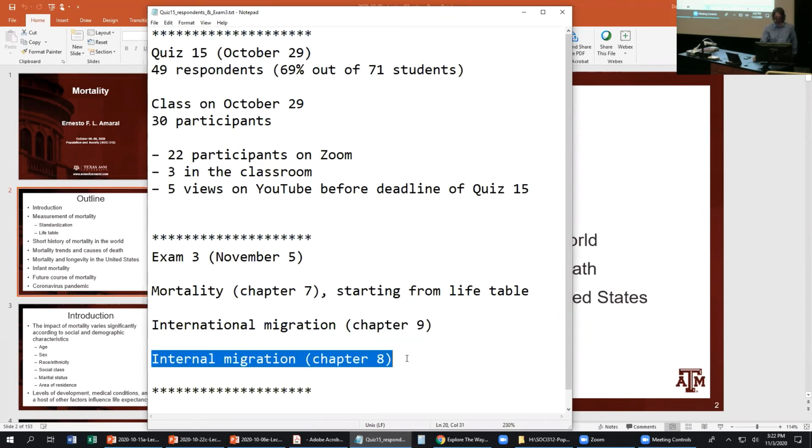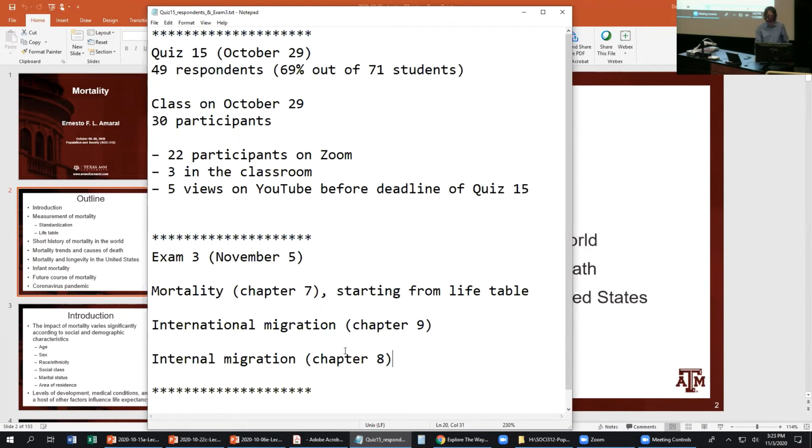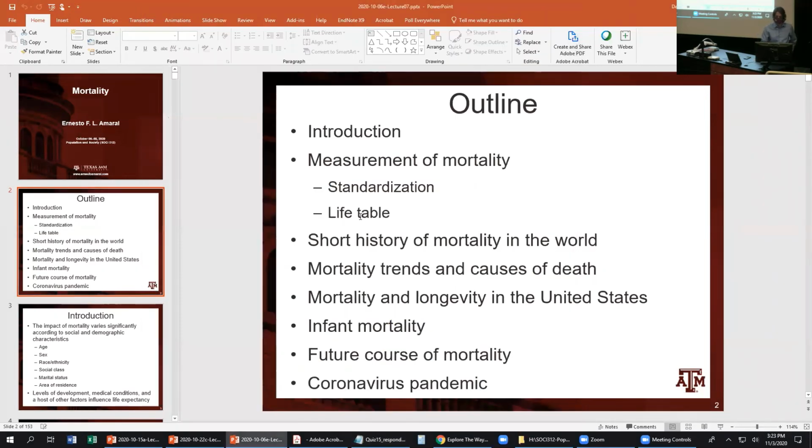The internal migration chapter is the one that I'm going to start today. A lot of the points that I'm going to cover today, I already covered before, since chapter 2 and also in chapter 7, so I might go faster in specific slides. But overall, in whatever place of the lecture I stop today, that's going to be the final topic that we're going to cover on exam 3. So exam 3 is going to go from chapter 7, mortality, starting on life table, and going until whatever topic we cover today.